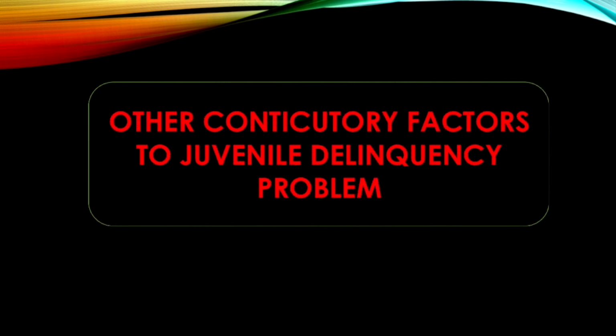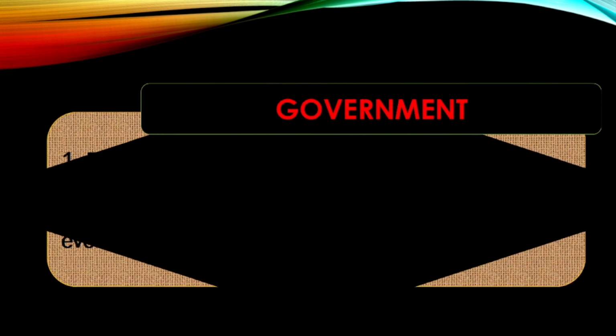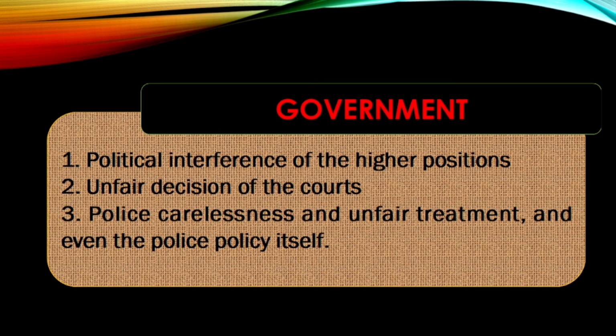So, there are other contributory factors to juvenile delinquency problem. We have government, so the political interference of the higher positions, unfair decision of the courts, police carelessness and unfair treatment, and even the police policy itself. So, in government, isa siya sa contributory factor since meron silang pinapanigan.